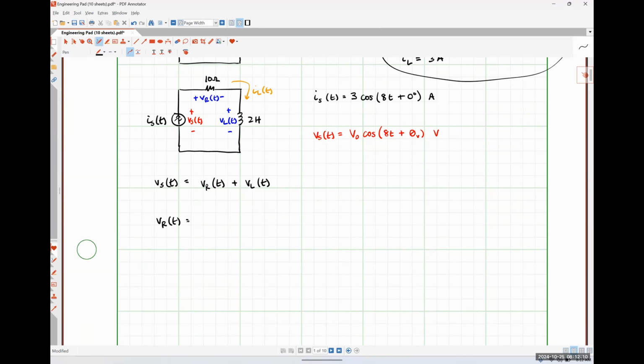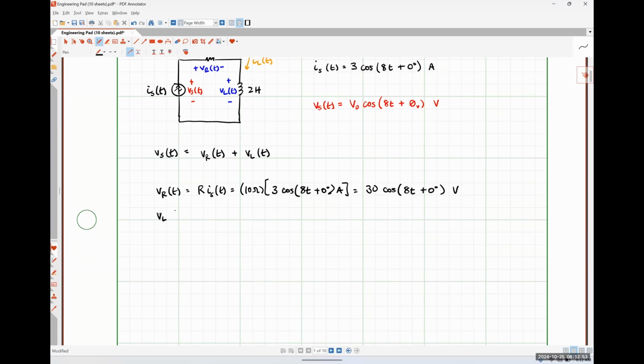So now let's take a moment and figure out what VR of t and VL of t will be, okay? So how are we going to find VR of t? We're going to use Ohm's law, literally just like we did a couple of minutes ago for that DC circuit, right? So that's just going to be R times IS of t. So that's going to look like 10 ohms times 3 cosine 8t plus 0 degrees amps. And so that's going to give me 30 cosine 8t plus 0 degrees volts. Nothing particularly wild or crazy there, right?